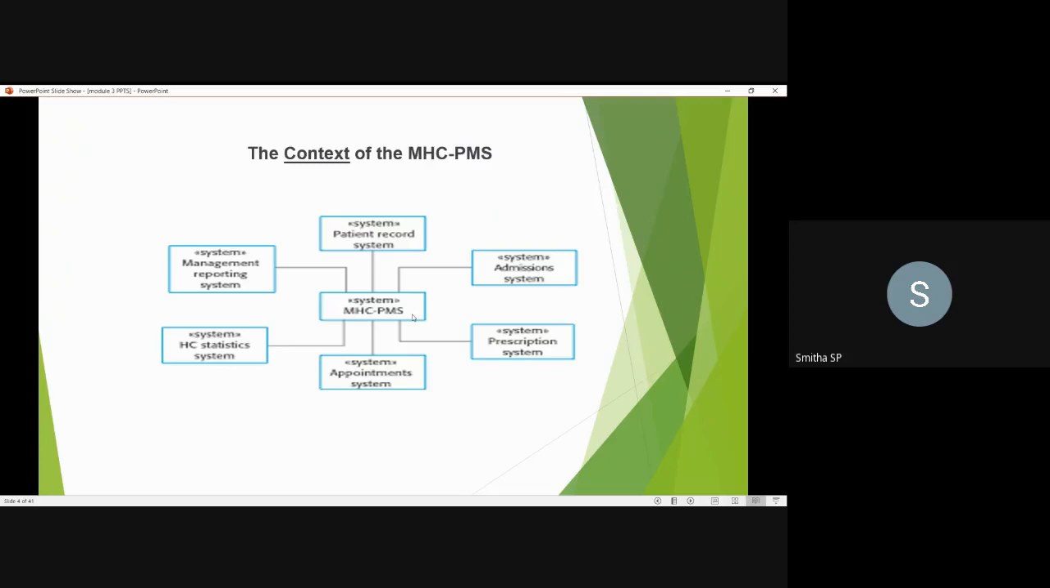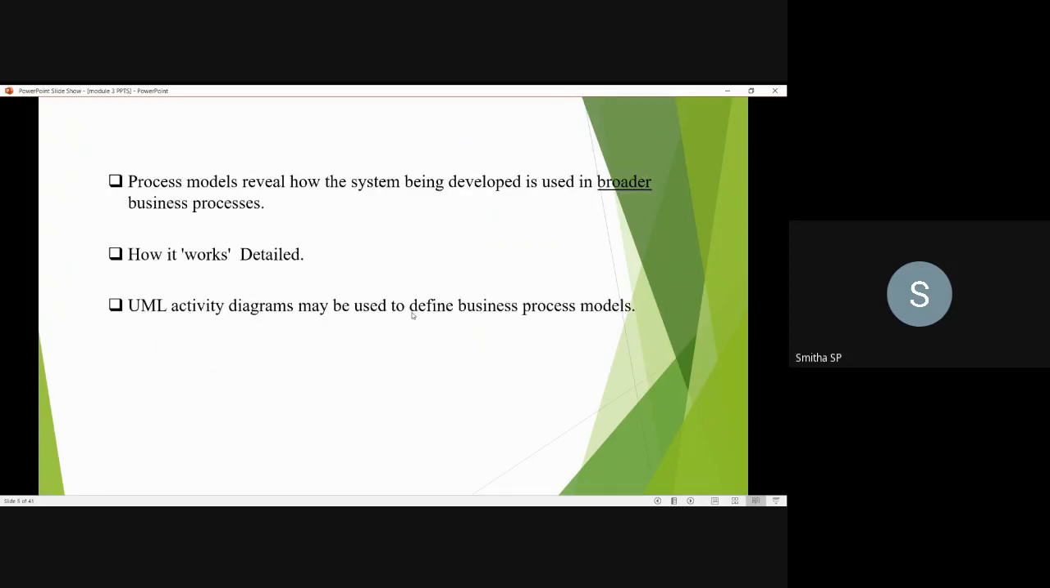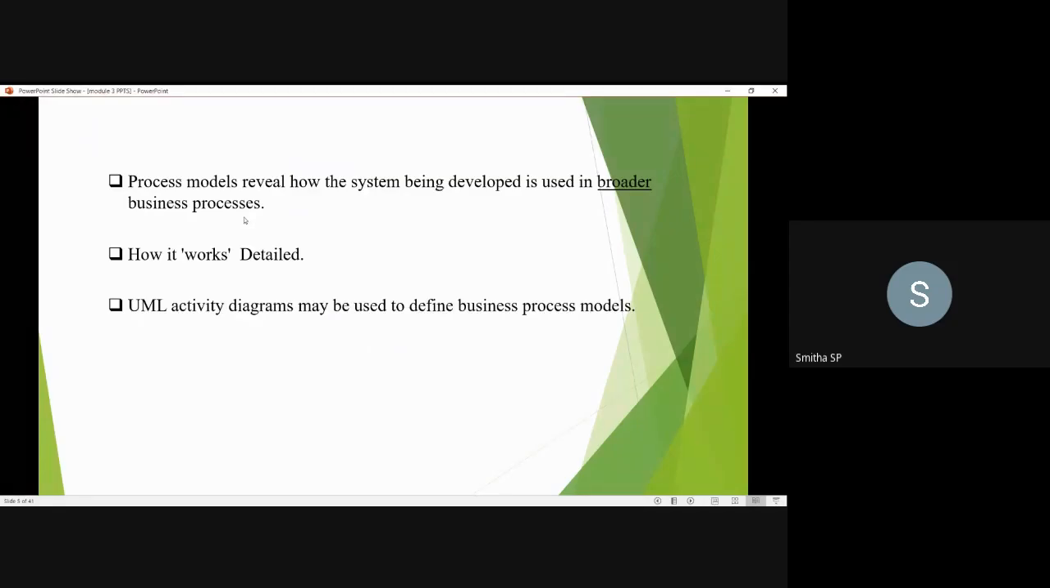Next, simple context models are used along with other models, such as business process models. That is, a context model can also be used with the business process model. Now let us see what a business process model is. Process models reveal how the system being developed will be used in the business processes, and a detailed description of how it works will be shown in the process models.